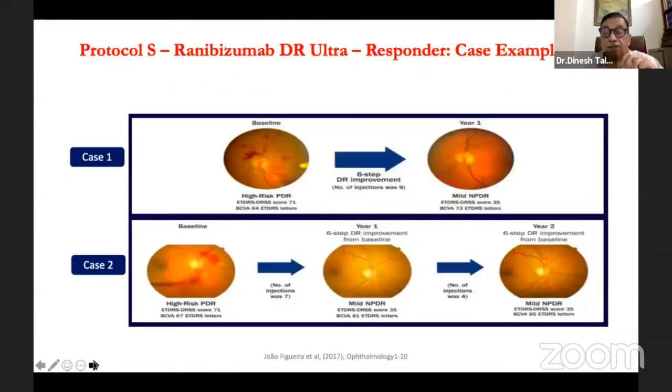The other important point was that many of these patients improved over time in terms of the diabetic retinopathy stage. You can see the improvement in 2 representative cases, from an ETDRS score of 71 to 35 in this case, and from 71 to 35 again in this case. So basically, you could have an improvement in the stage of diabetic retinopathy.